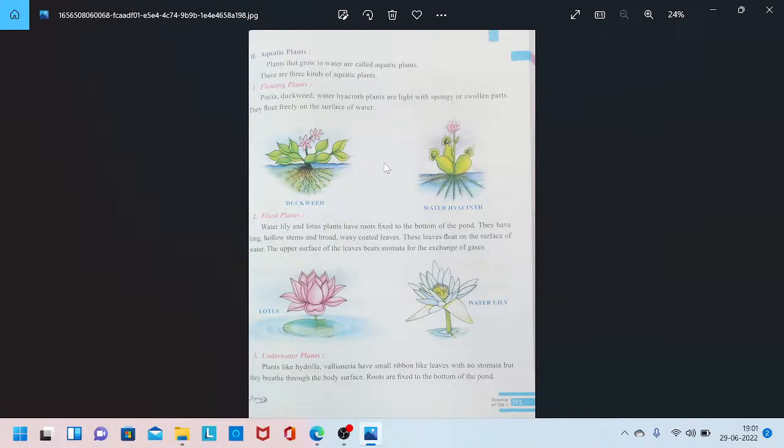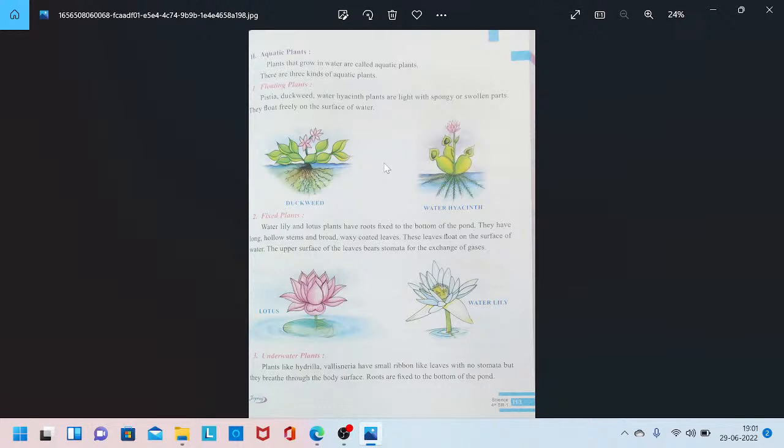So we see its leaves, right? What happens on the leaves? We have stomata, which prepare food by exchanging the gases. Okay, and what are underwater plants?